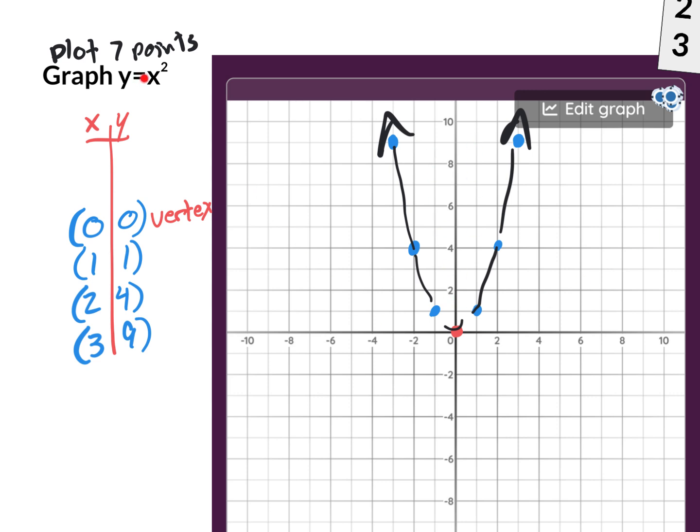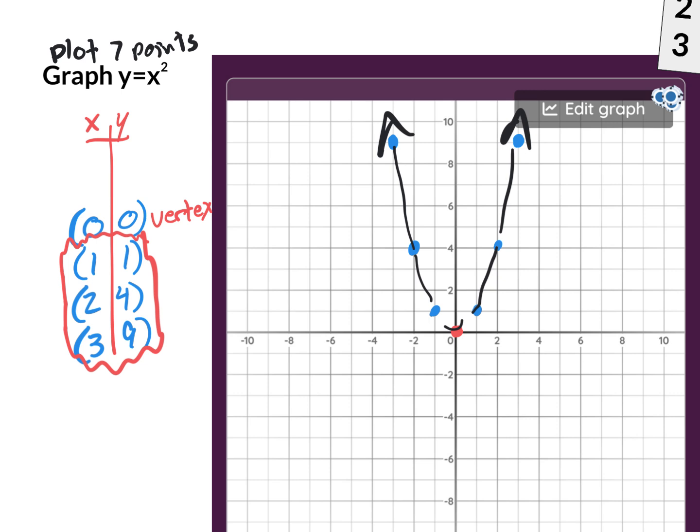The a value determines how wide or how narrow it is, in addition to whether it opens up if it's positive or opens down if it's negative. So because the a value is 1, any other quadratic that has the a value of 1 has to be exactly this width, which means that we could use the pattern 1, 1, 2, 4, 3, 9 from the vertex. So wherever your vertex is at, you could put your vertex at 0, 0, and then from there you could go 1 over 1 up, back to the vertex 2 over 4 up, back to the vertex 3 over 9 up.